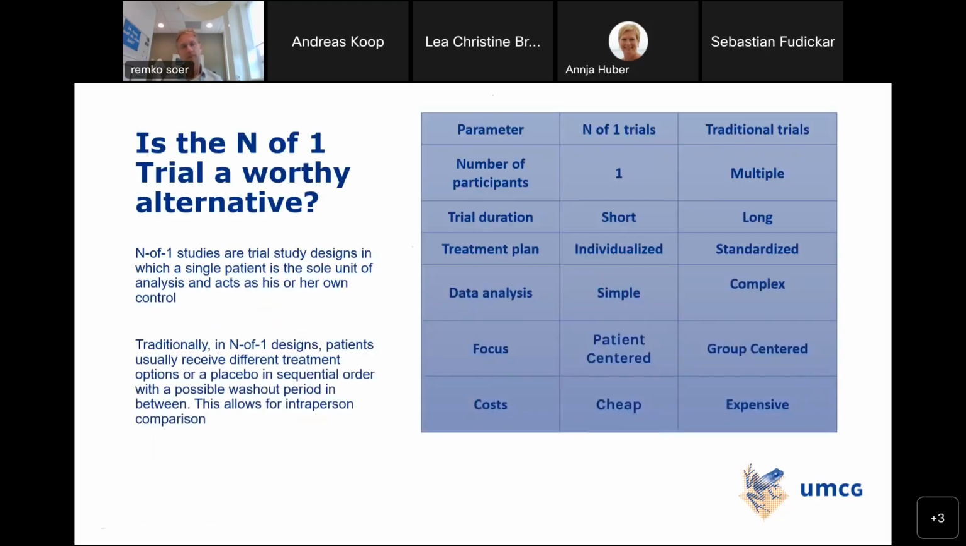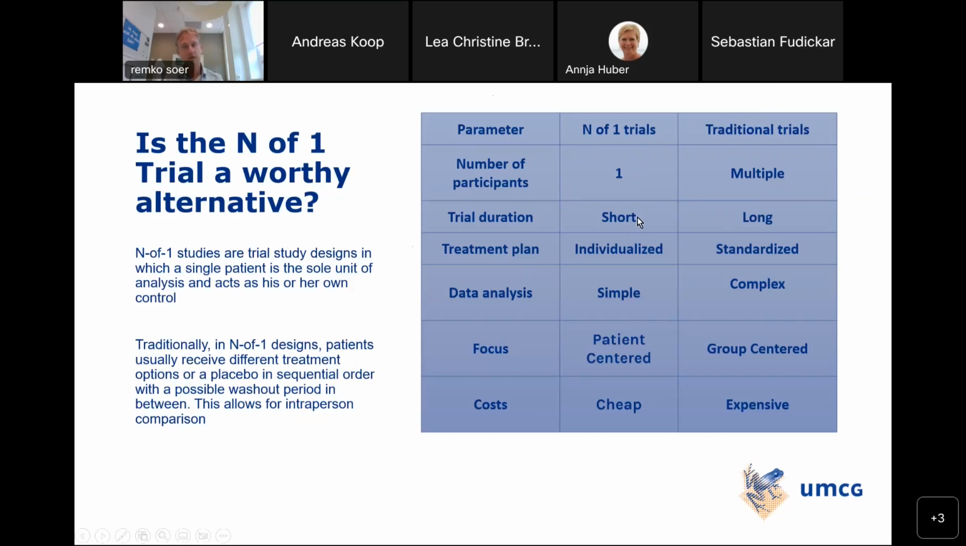So the question is: is the N of 1 trial a worthy alternative? The N of 1 trial is something different than a case study. It's also not an N is 1 trial, because the N of 1 trial is just the trial that you have on the single case, so the single subject case. The N of 1 trial basically uses one participant, whereas the traditional trial needs a lot of participants.